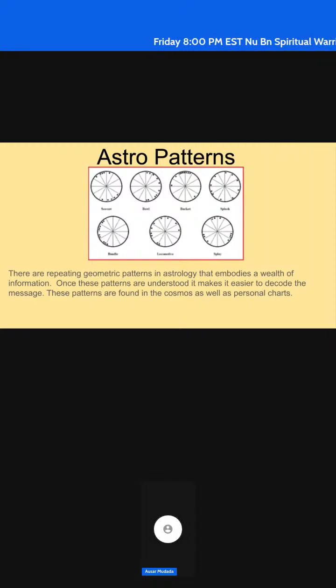Astro patterns. There are repeating geometric patterns in astrology that embody a wealth of information. Once these patterns are understood, it makes it easier to decode the message. These patterns are found in the cosmos as well as personal charts.